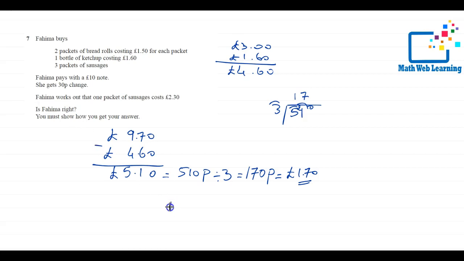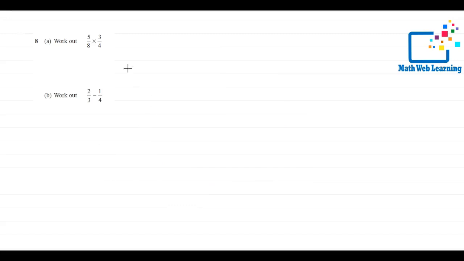Is she right? No. Show the working out. Here it is. Alright, the next question is question 8. Question 8, part A. We've got 2 fractions to multiply together. So let's do it. You do 5 times 3, which is 15. And you multiply the denominators together. We've done the numerators, 5 times 3 is 15. Now we do the denominators, 8 times 4 is 32. Does this fraction cancel down? It does not. So that's your answer.